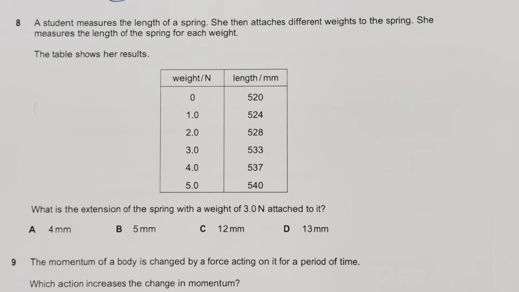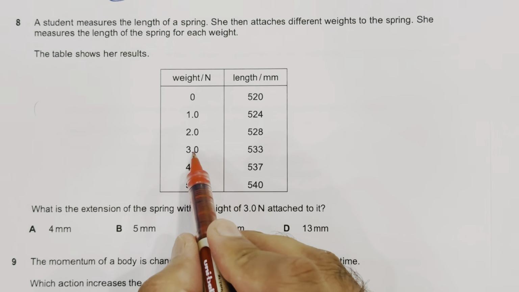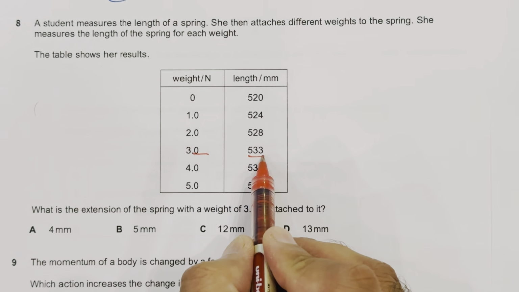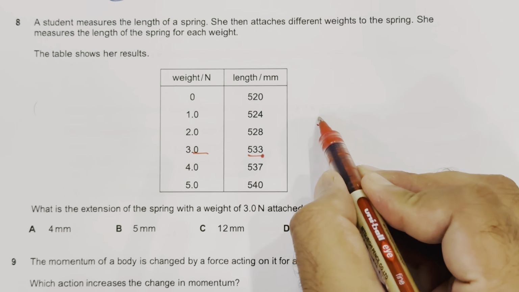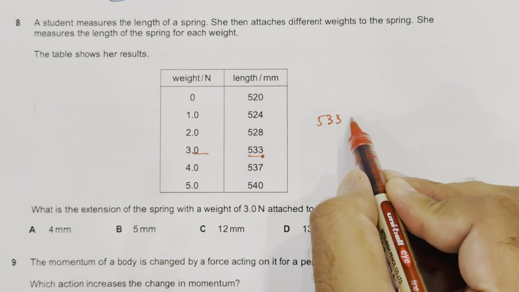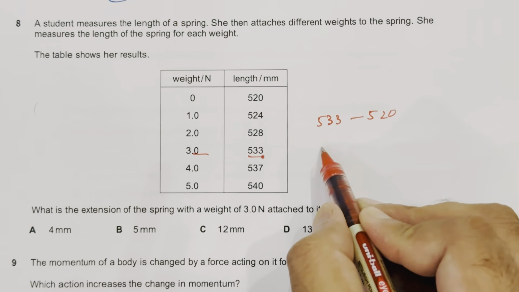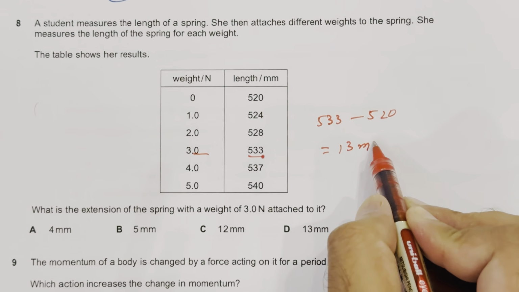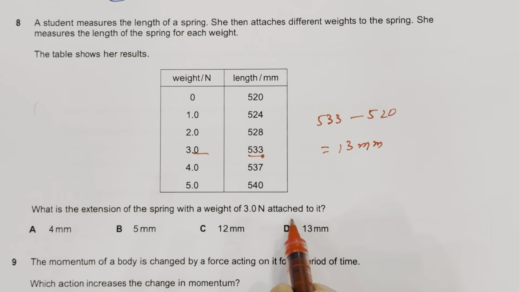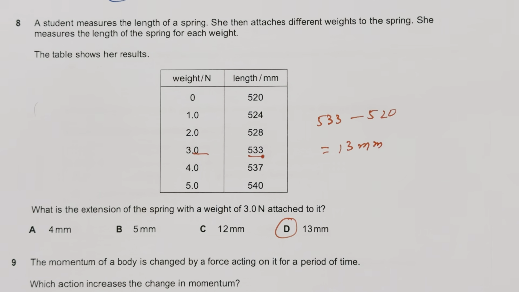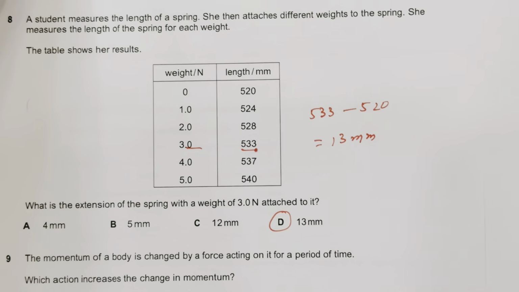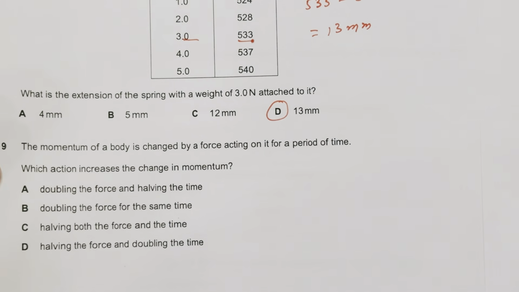Okay, we know that when the weight attached is 3 Newton, the length of the spring is 533, and when it is 0, it is 520. So we're going to subtract 533 minus 520. We're going to get the answer, that is 13 millimeters. So option number D is the right answer for question number 8. Moving to question number 9.